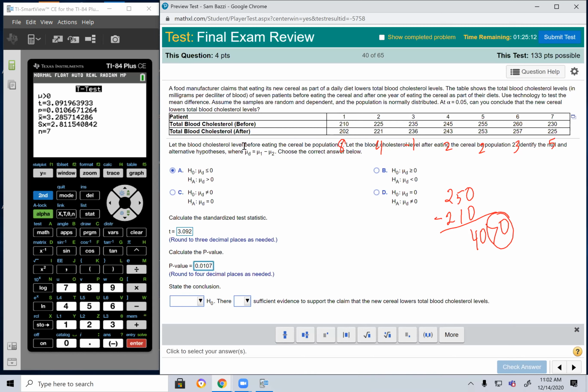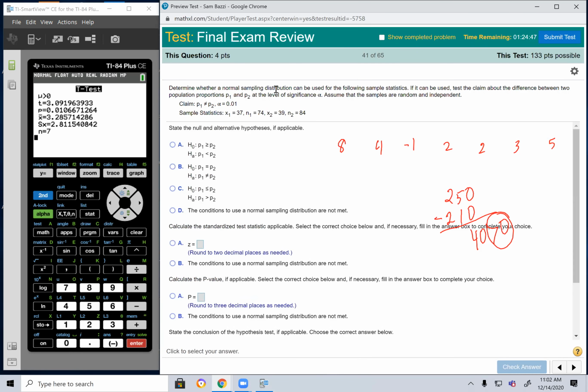Okay, conclusion. What was alpha? 5%. This is less than 5%, so you reject H0. And there is sufficient evidence to support the claim that the new cereal lowers the blood cholesterol.